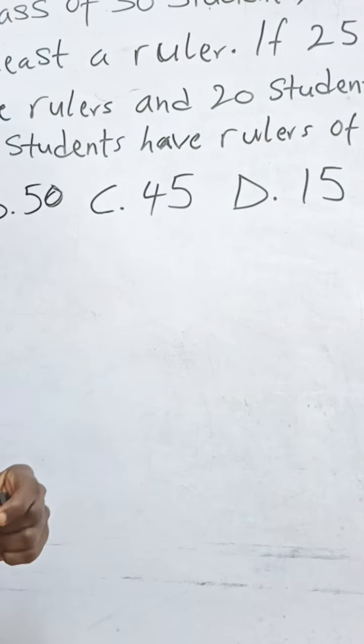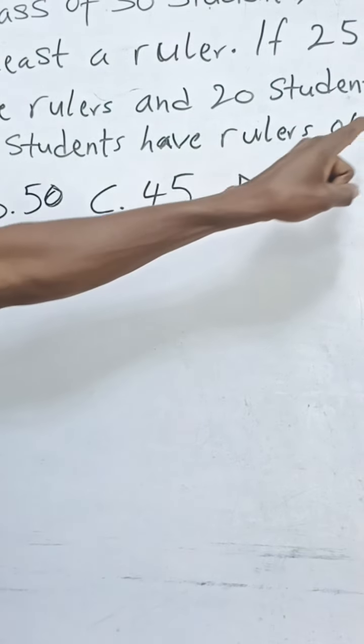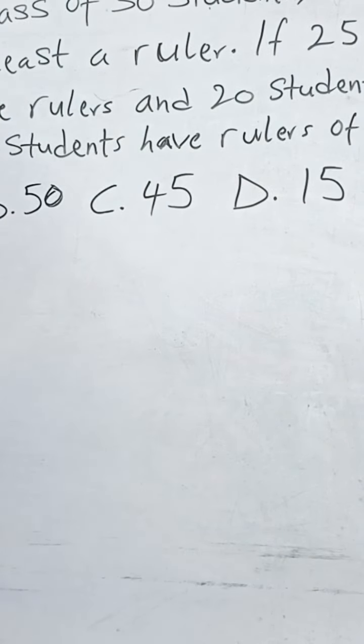That means there are some students that have white only, there are some students that have yellow only. But there are some students that have both colors. They have the white, they have the yellow. So that's the question they are asking us to find. So how do we do that?